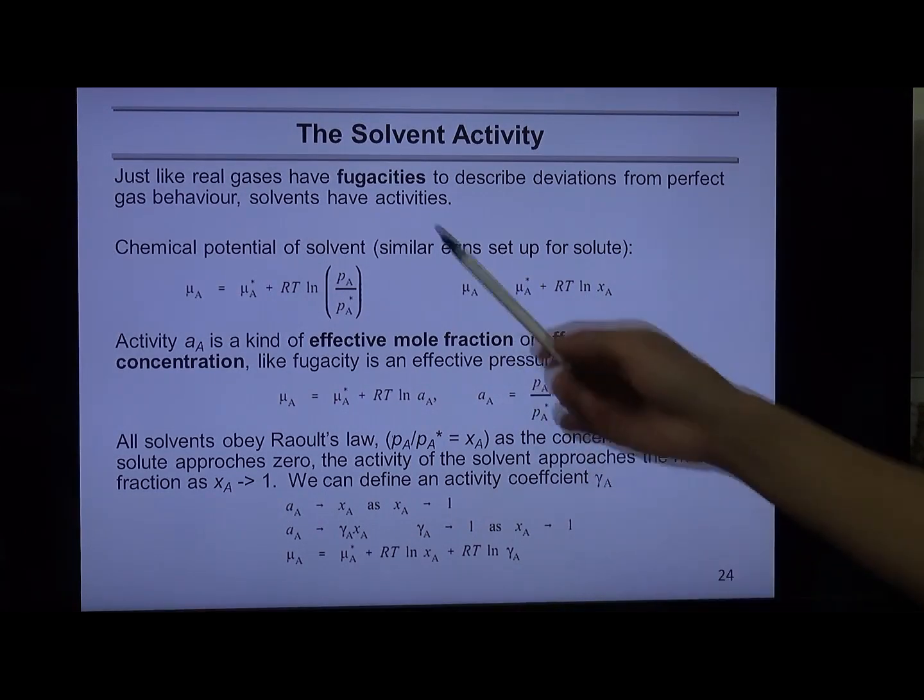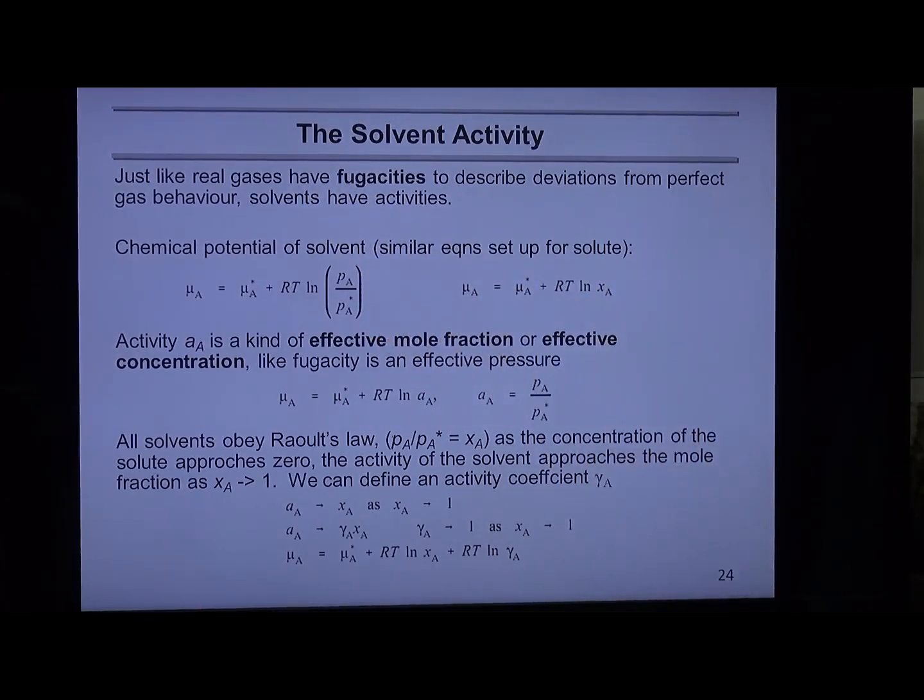Similarly, to describe a solvent, the solvent has activities. So activity is something like an effective concentration or effective mole fraction, because concentrations or mole fractions are terms used to describe the behavior of a solvent, right? Okay.